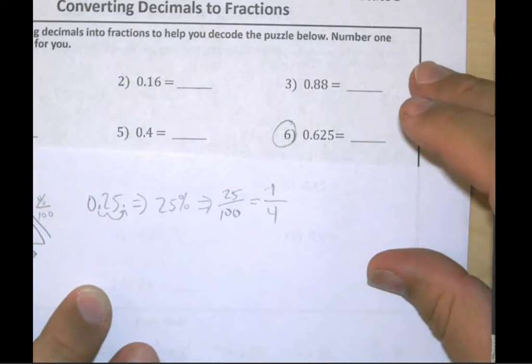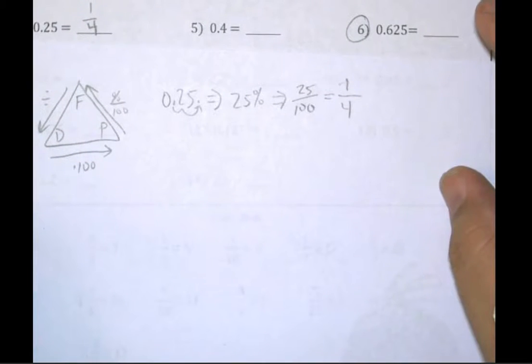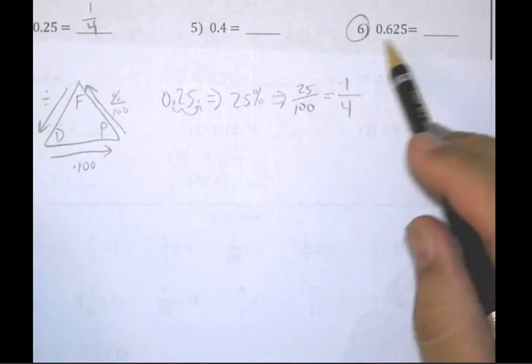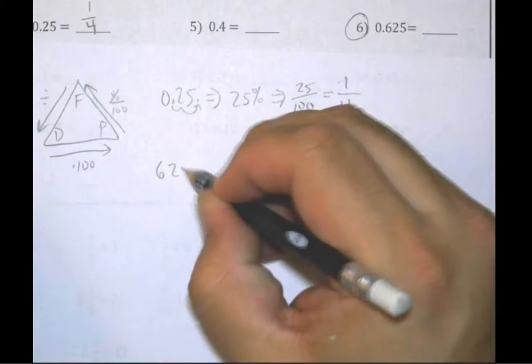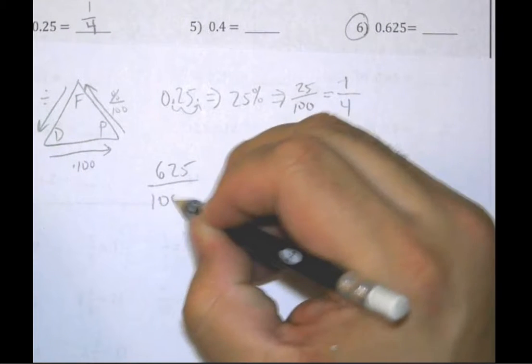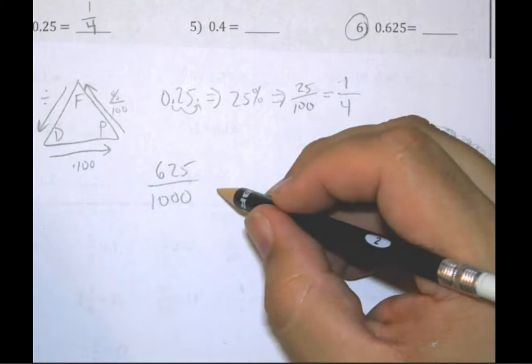Question number 6 says 0 and 625 thousandths. Another thing that some students have recognized is that if you just say it out loud, you're already putting it in fraction form. That's going to save us a step, and that is true. So 0 and 625 thousandths, or I could just say 625 thousandths. And so I'm already in fraction form, but I know that this can be simplified.